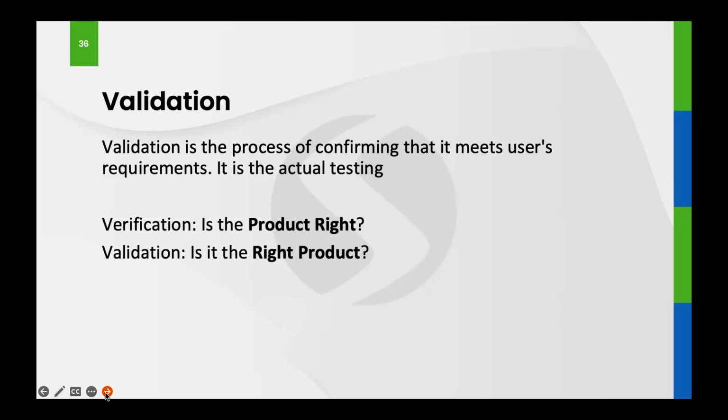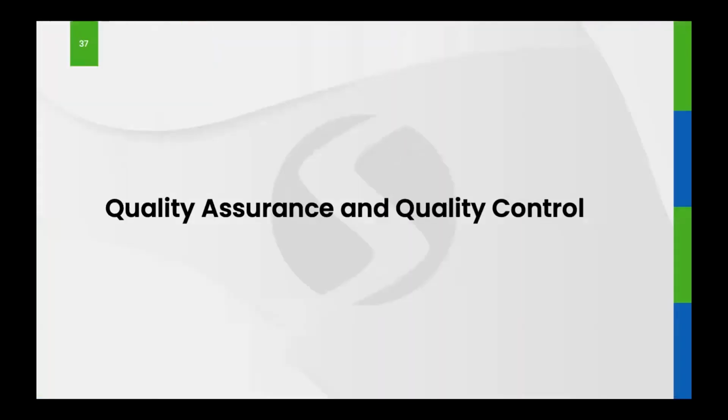Is the product right means, is it meeting the requirement? Is it meeting the specification? Is it meeting the customer's need? Is it meeting the expectation? And all such. But is it the right product? You can develop the right product and it's not the product that is right for people. It can be the right product, but it might not be the product that every other person within the community wants. That is the two differences. So we need to know how to differentiate between the right product and is the product right as a software tester. And now we come into what we mean by quality assurance and quality control.